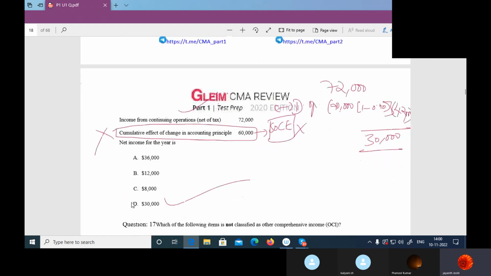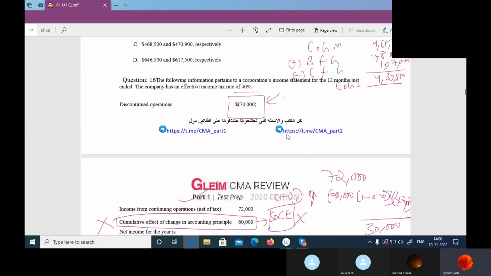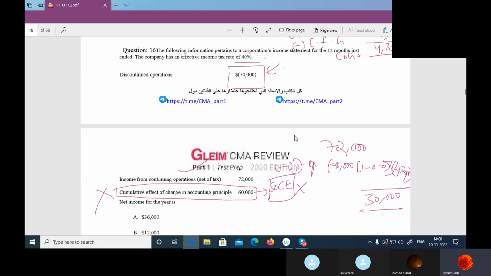They are asking you to find out the net income for the year. We have already discussed this in the format while we were doing the income statement. You remember earnings per share. We will remove the discontinued operation and the tax effect of that also. Okay, so this is what it is.